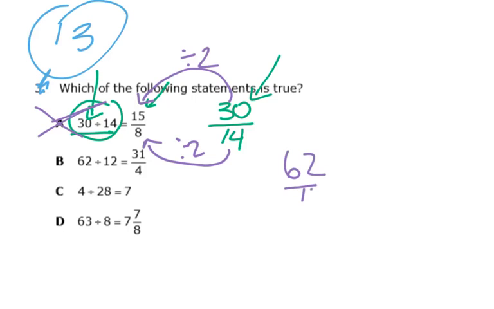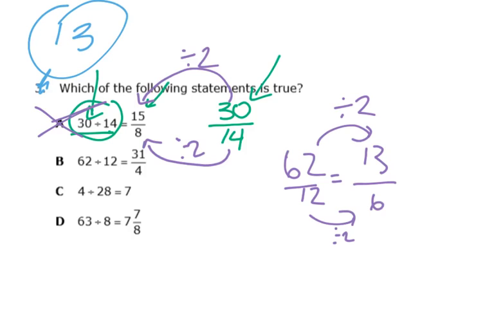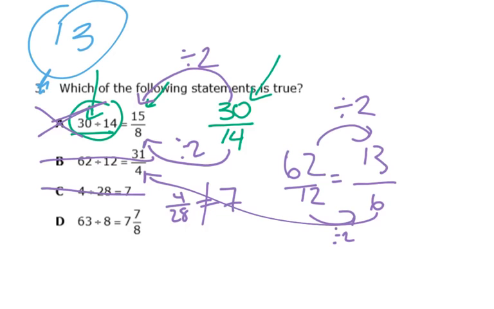62 over 12. 62 divided by 2 equals 13. 12 divided by 2 equals 6, which is not what's over here, so B is also wrong. 4 divided by 28 is going to be less than 1 whole. It's not going to be 7. 28 divided by 4 would be 7, but that is also wrong.